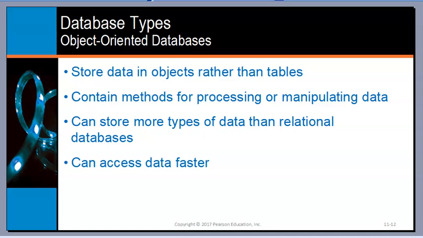Now this is distinct from object-oriented databases, which sort the information into objects rather than tables. This is a little more complicated to grasp and to execute. They contain methods for processing and manipulating data. They can store more types of data than relational databases can, and they can access the data faster. When you're talking large amounts of data, that can be a very valuable capability.